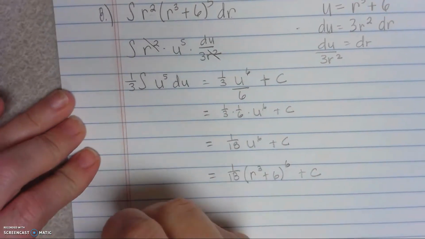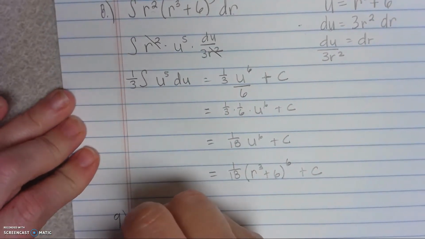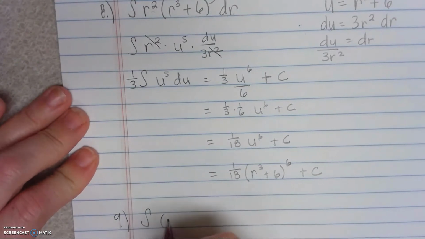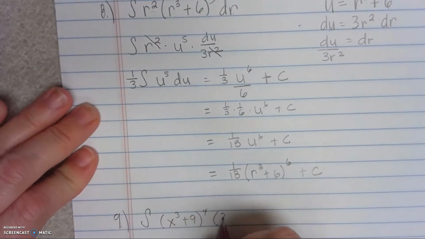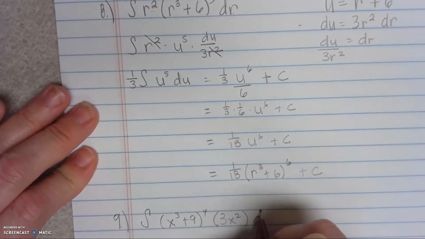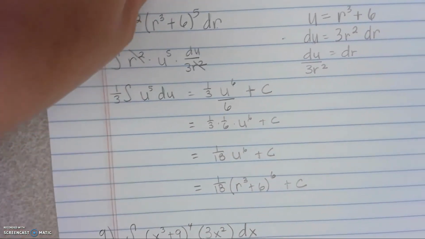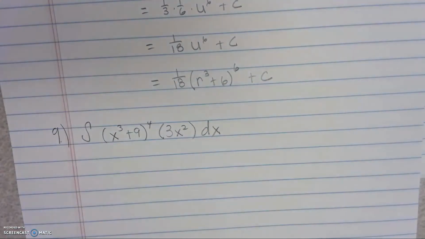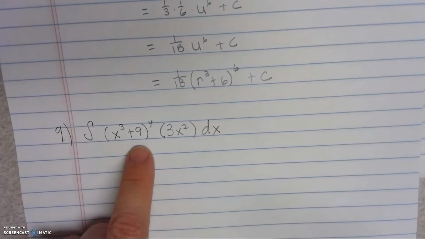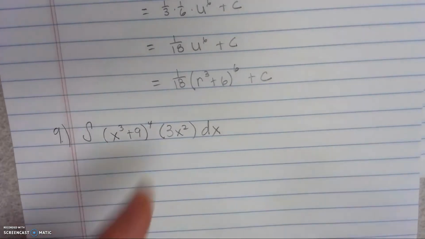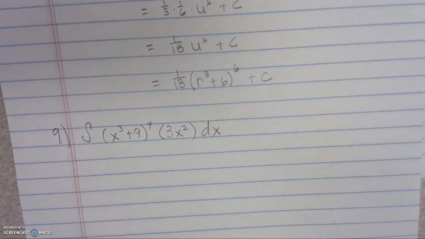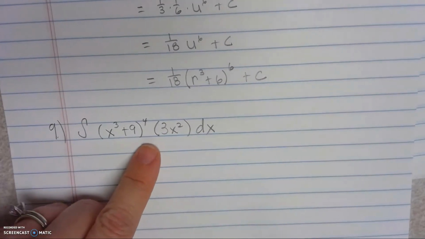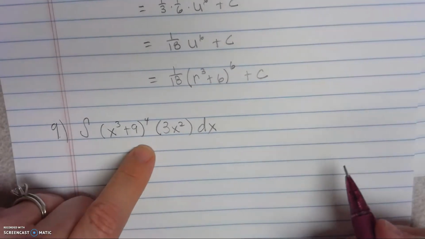Okay, so problem number 9 is the integration of x cubed plus 9 to the 4th power times 3x squared dx. Alright, when I look at the problem, I don't have a rule that handles products. I also don't have a rule that handles binomials raised to powers. Okay, unless they are like the ones from the previous homework as I mentioned before.